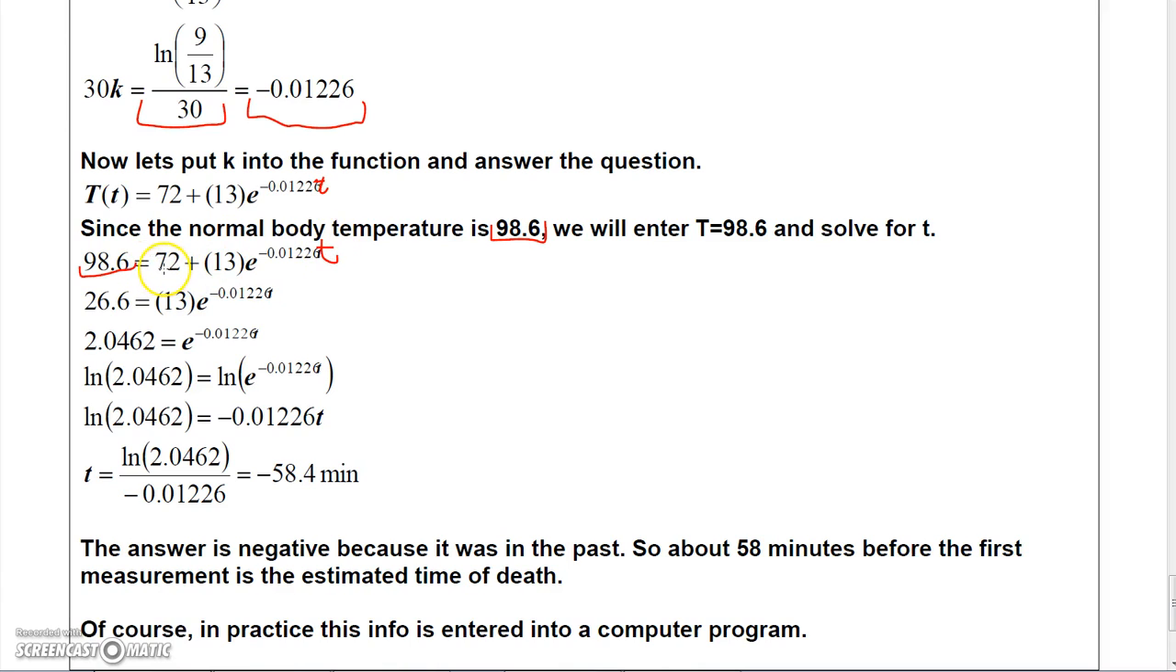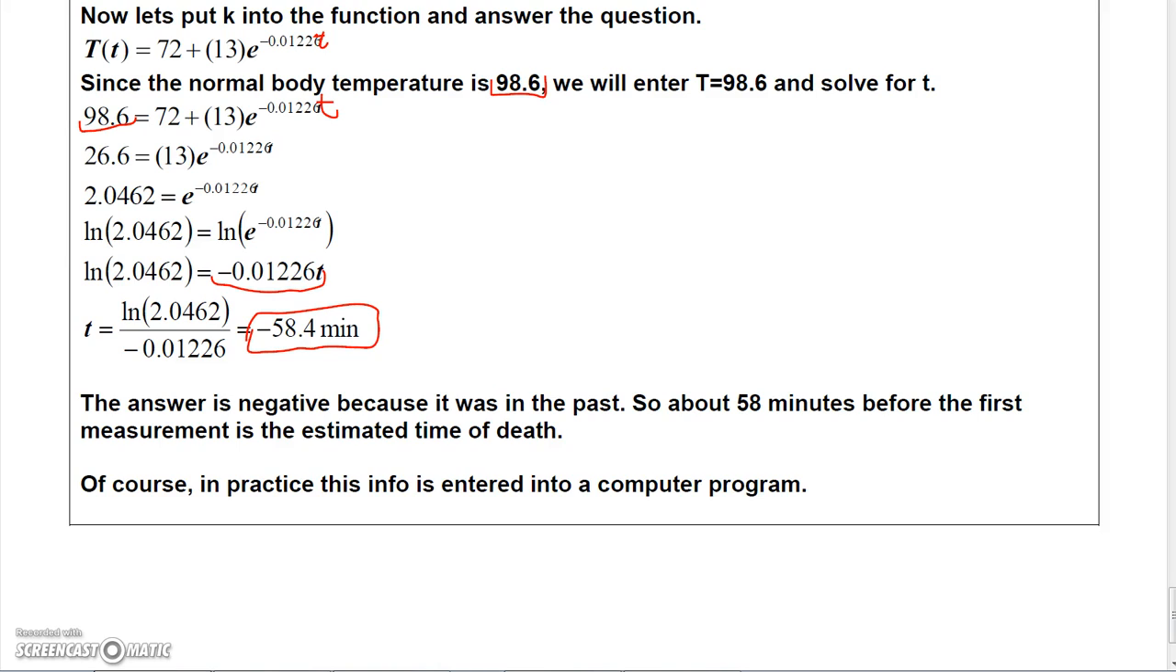So I'll just go through the arithmetic here. If you subtract 72, you get 26.6 equals 13 times e to this power. And then if you divide both sides by 13, you get 2.0462 equals e to this power. And then if you take natural logs, you get natural log of 2.0462 equals natural log of this. And of course, the natural log of this is just the power. And then if you divide both sides by negative 0.01226, you get a negative number, which is actually negative 58.4 minutes. So the answer is negative because it was in the past. So about 58 minutes before the first measurement is the estimated time of death.